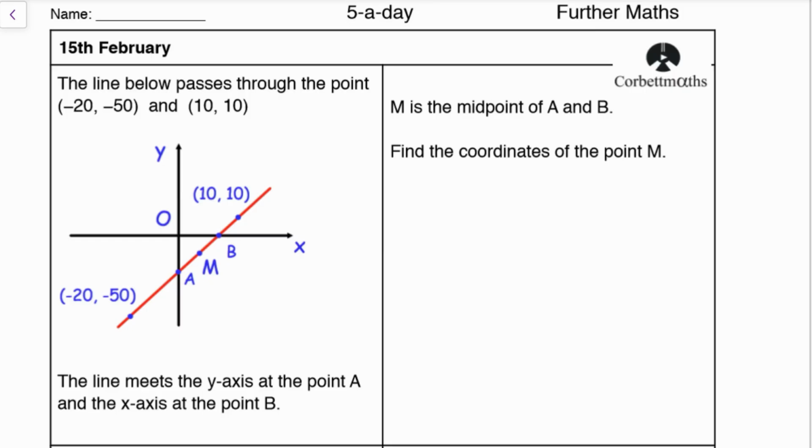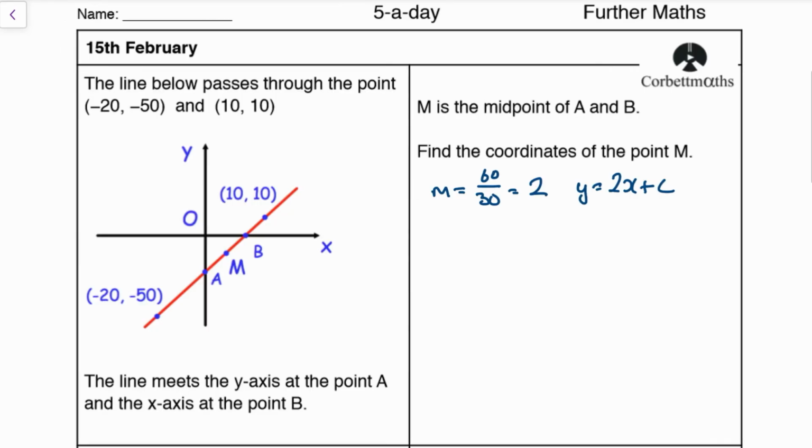Let's think about what we've got. Well, I'm going to need the equation of a line, aren't I? Because if I've got the equation of a line, I can then work out where it crosses and find A and B. So for any line I need the gradient. So the gradient goes from minus 50 to 10, which is up 60. And it does that whilst going from minus 20 to 10, so across 30. So at least I've got a nice straightforward gradient, which means the equation of my line is going to be y equals 2x plus c.